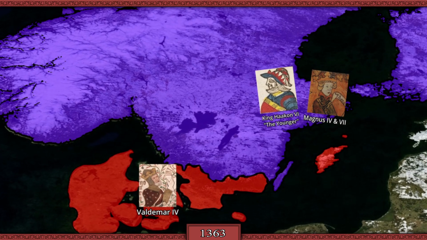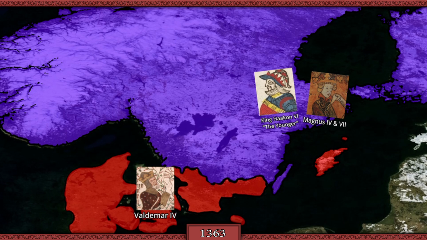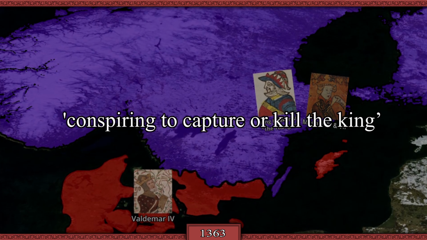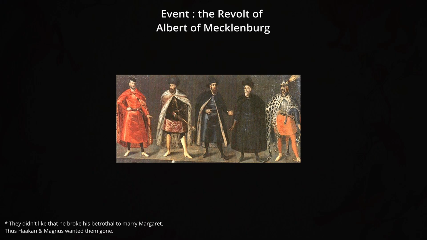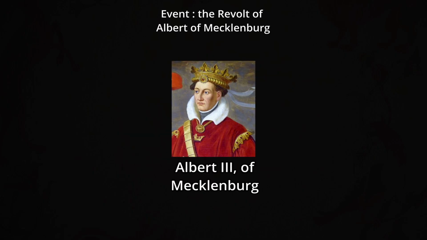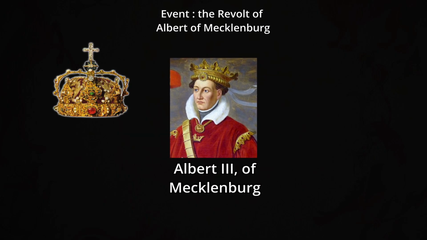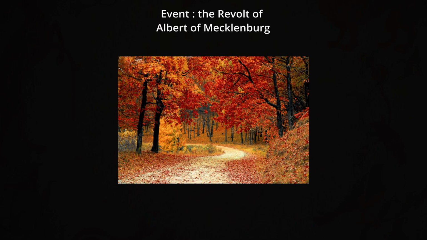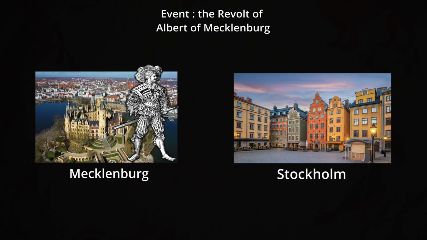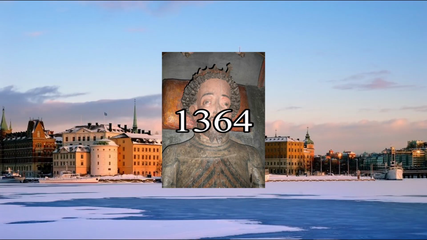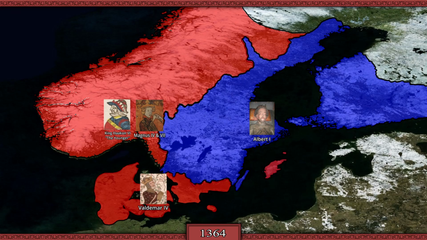To do this, he sentenced many nobles into exile for conspiring to capture or kill the king. What Håkan did not expect was that these nobles obviously don't want to be thrown into exile, so they united and invited Håkan's cousin and promised him that he could have the Swedish crown. In November of that year, he arrived with an army to Stockholm and was elected king in February of 1364. But Håkan and Magnus were able to retreat to Norway.